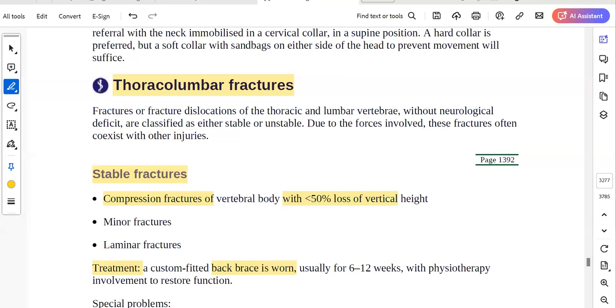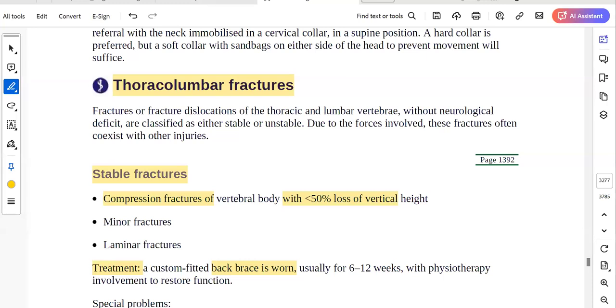Now, for thoracolumbar fracture, especially if it is a compression fracture, this is the only back pain where we ask the patient to take rest. For none of the other back pain will we ask the patient to take complete bed rest. We will discuss back pain just after this chapter, so you will know. But this is the only cause of back pain where we ask the patient to take bed rest. Okay, so bed rest has to be done, and they can put on a back brace.